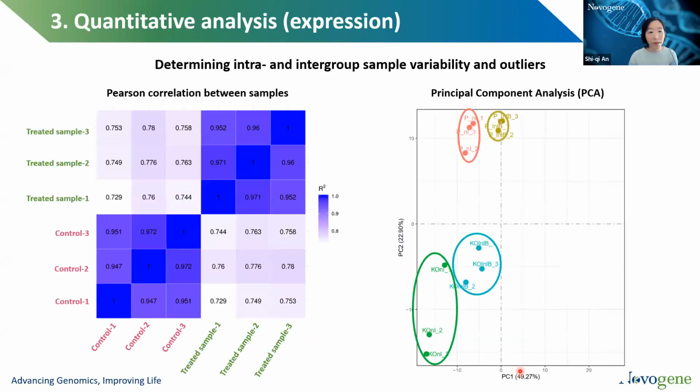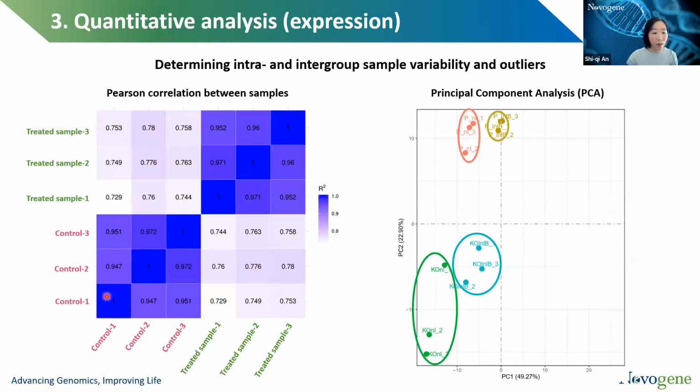Okay, so at this stage, after you have obtained this information, you can very quickly see the intra- and intergroup sample variability and the outliers. There are 2 different ways to do this. You can do a Pearson correlation analysis between samples. As an example here, if the samples' expression is really similar to each other, then the R-square is going to be high and the color will be darker. Okay, if they are different from each other, the R-square number will be low, and the color will be lighter.